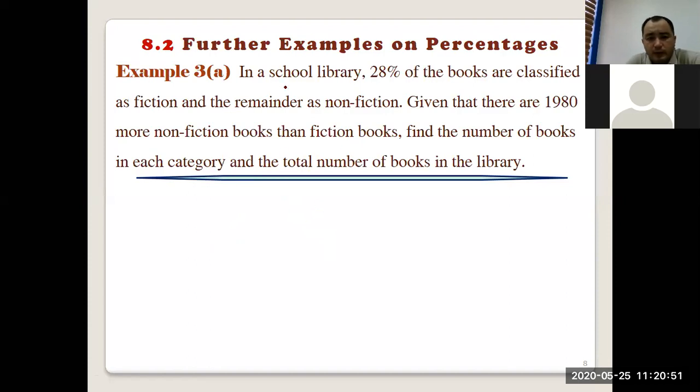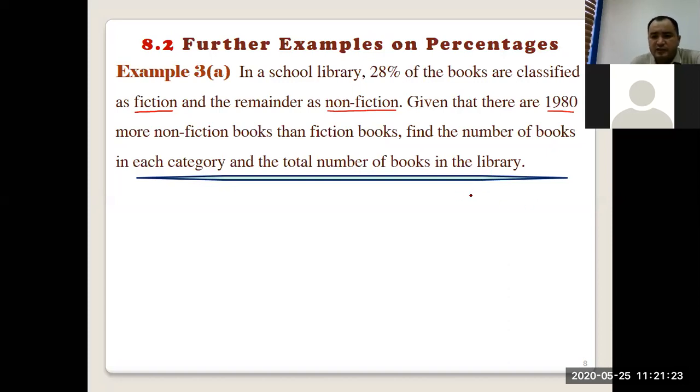Okay. So in a school library, 28% of the books are classified as fiction. And the remainder, which is 72%, is non-fiction. So we are talking about two different types of books, right? Given that there are 1,980 more non-fiction books than fiction books. Find the number of books in each category with the total number of books in the library.